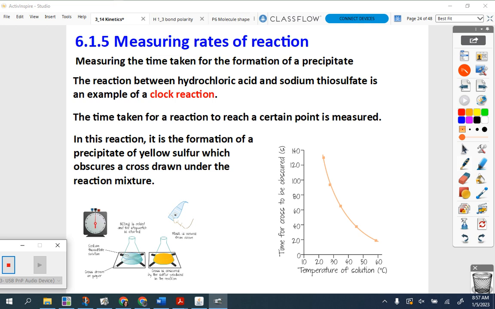And so this is a common experiment to do where you take a piece of paper and you draw a big cross on it or something like that. You put the flask on top and you look at how long it takes for the cross to disappear because there's too much precipitate in the flask to be able to see it anymore. That is a subjective measure. It is not quantitative, right?